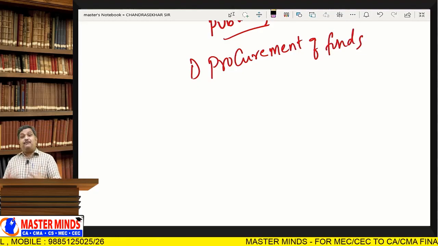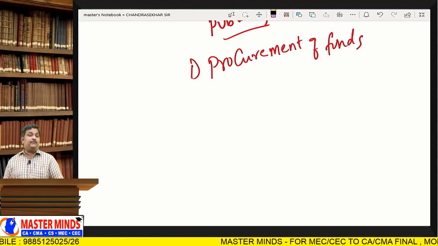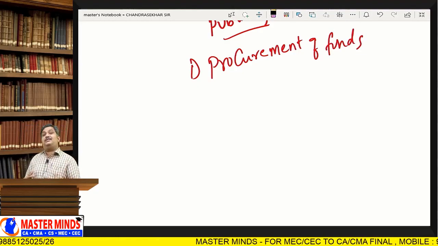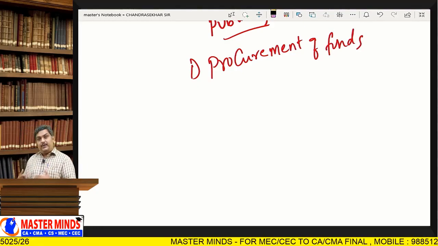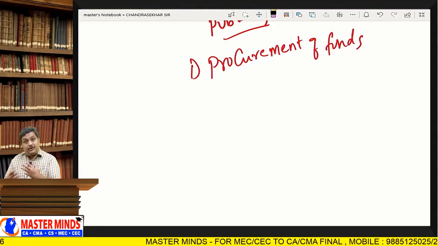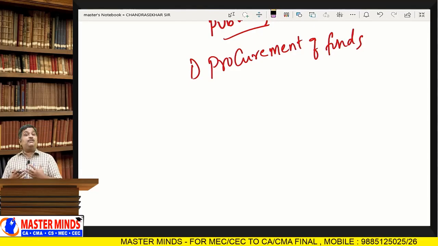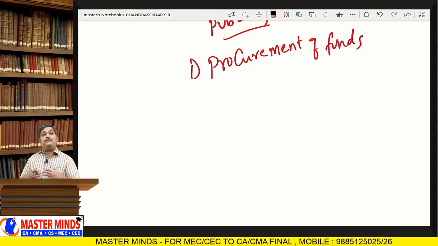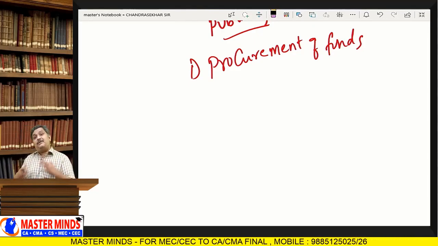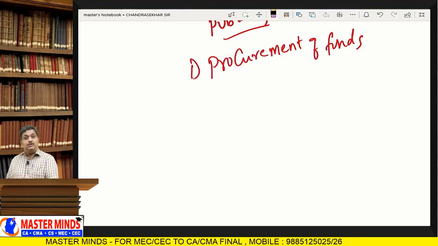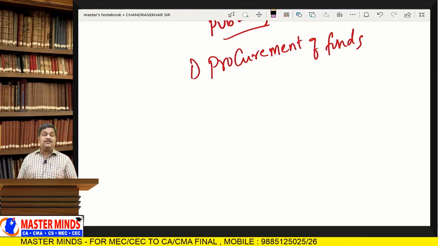How you get funds for your organization? Of course, you can get funds either through debt route or equity route. So what route you choose? How much of percentage you get from the debt route? How much of funds you get from the equity route? So for that, the finance manager should make a right kind of strategy.